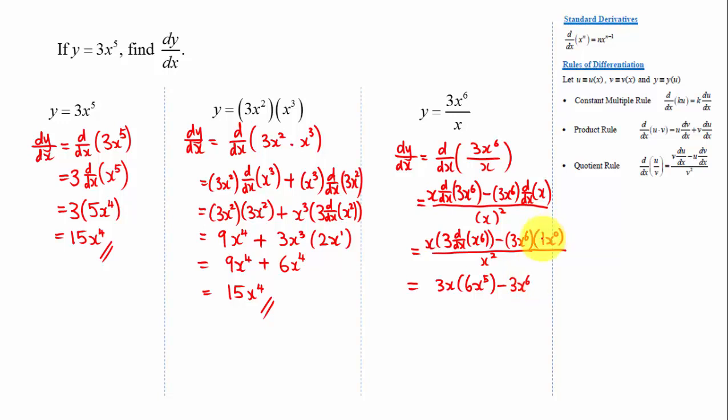Minus 3x to the power of 6. We know that x to the power of 0 is 1. So the whole expression is just 1. Let's evaluate. 3 times 6 is 18. x multiplied by x to the power 5 is x to the power 6. Minus 3x to the power 6 divided by x squared. 18x to the power 6 minus 3x to the power 6 is 15x to the power 6 divided by x squared. I will get 15x to the power 4. We get the same answer as before. Thank you, that's the end of the video.